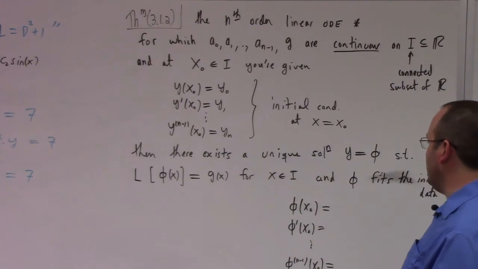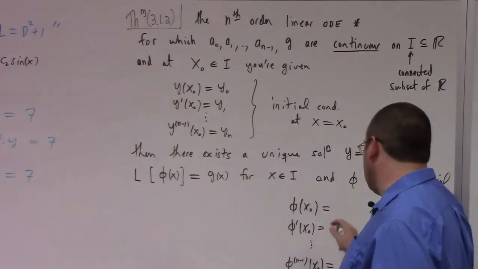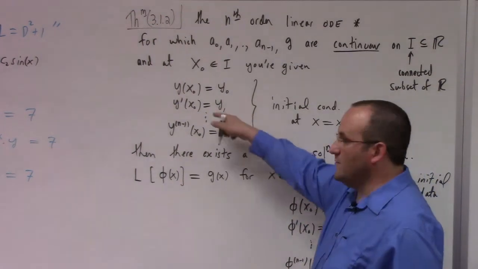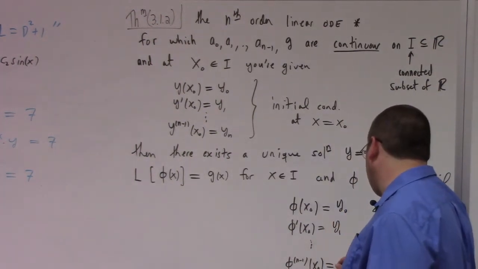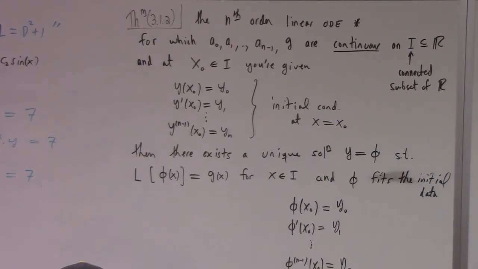So fitting the initial data means that the solution, which I'm using phi for at the moment, phi of x naught should be what? It should be the given y naught. Phi prime should be y1, and so forth and so on down the line. All right. So this is the existence and uniqueness theorem. It says that the nth order initial value problem not only has a solution, it's got one solution. So that's nice.